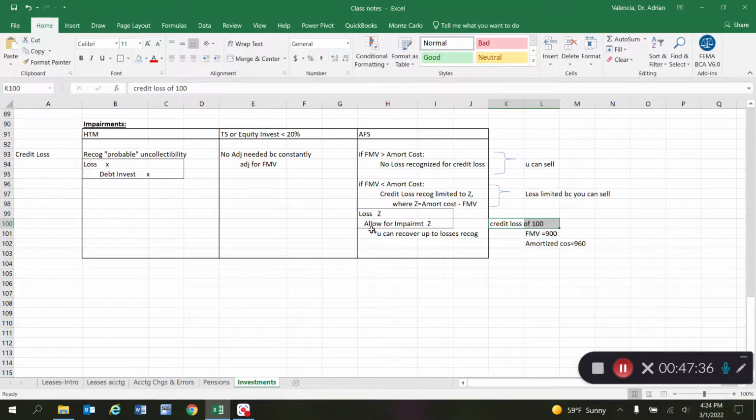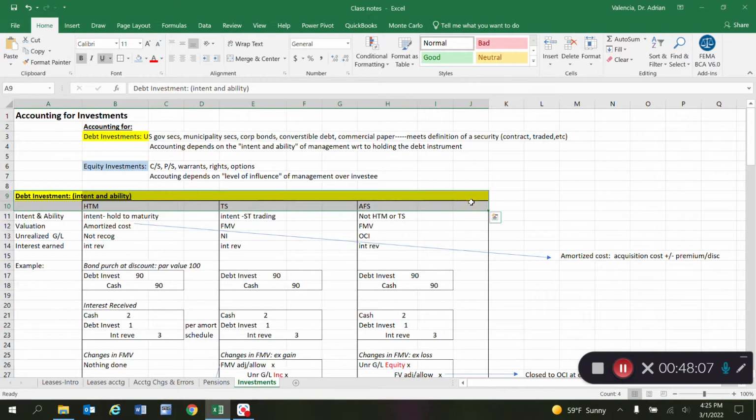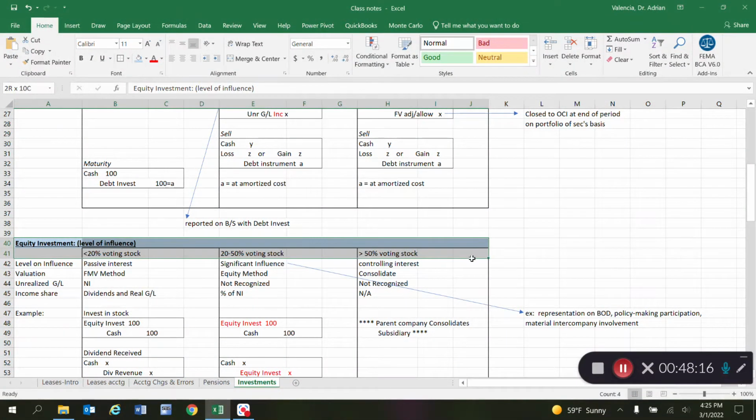And then later on, you can actually recover some of these losses if you deem that collectability improves. You can reverse some of these up to the amounts that you've recognized in losses, like in other environments where we limit the amount we can recover up to losses in the past. Okay, so this concludes the video on how to account for investments. Big picture things, debt investments, we got 3 categories, and the categories depend on the company's intent and ability. And then with equity investments, the accounting depends on the level of influence that the company has.